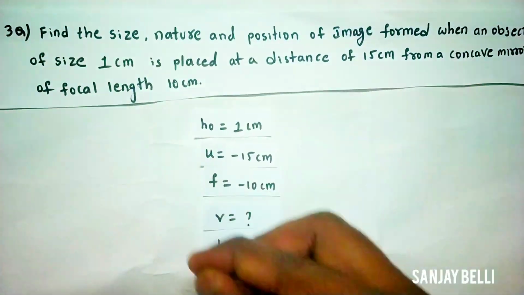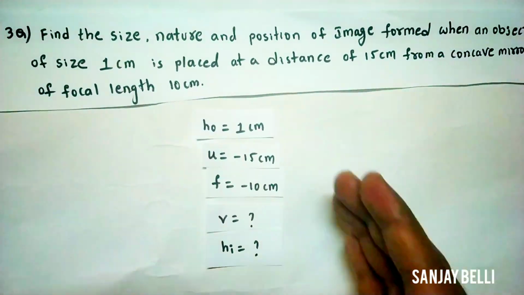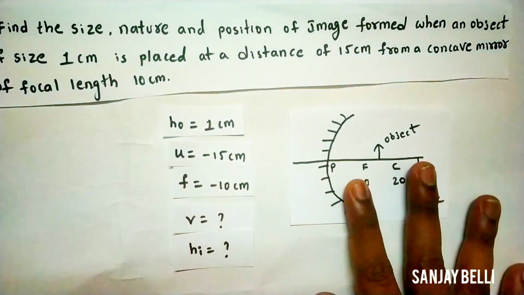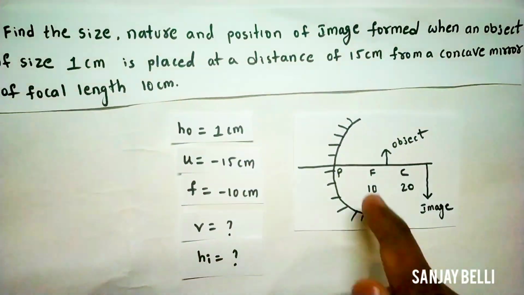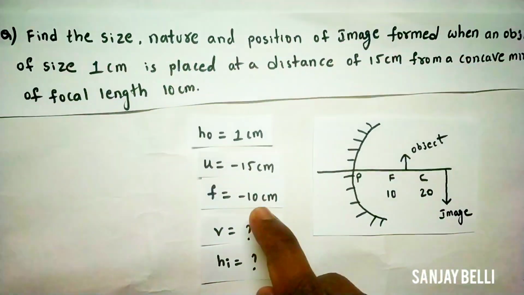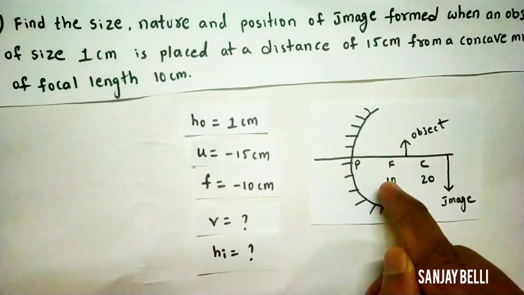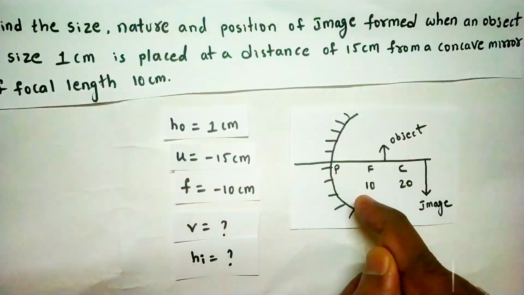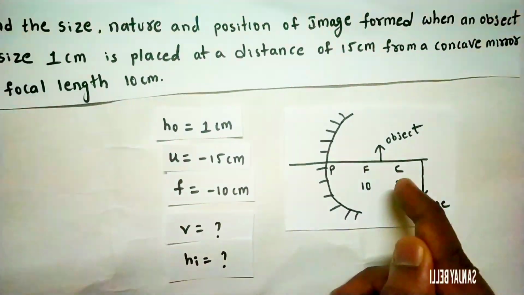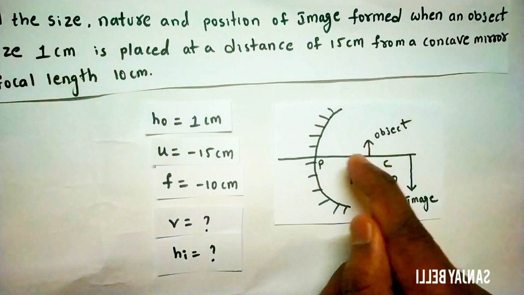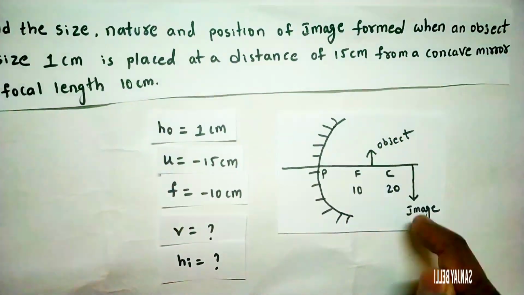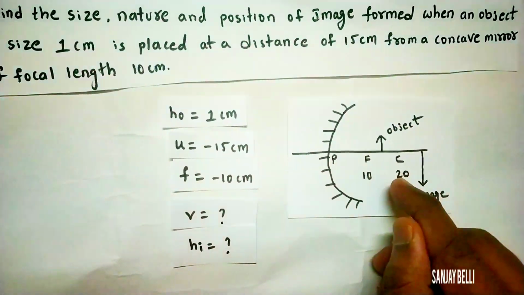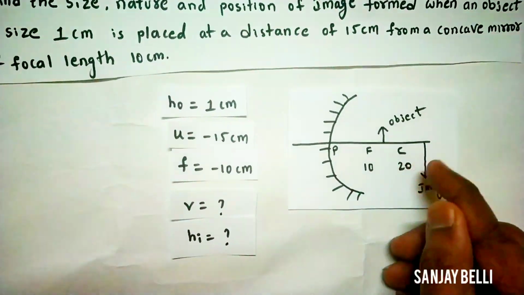Before solving this problem, first you have to draw the rough diagram, the concave mirror, and locate the position of the object and expected image. So this is your concave mirror with P, F, C. So f equals 10 centimeters, then the center of curvature will be 20 and u is 15. The 15 will come after 10 and before 20. That means the object is placed between f and c, so the image should be obtained beyond c. That means your v value should be greater than 20 and it should be minus.